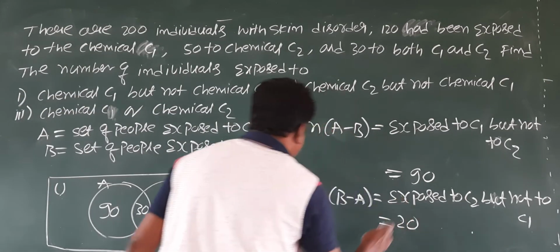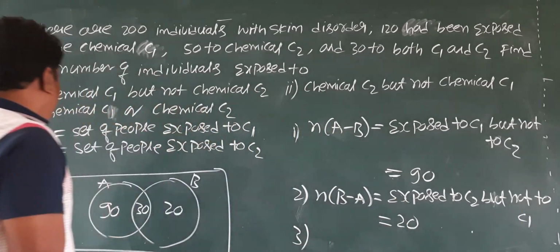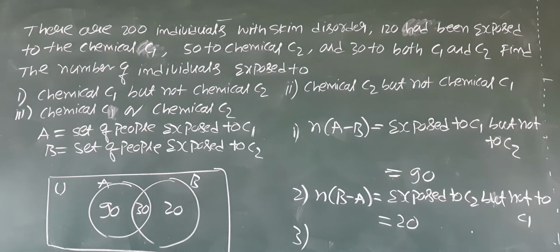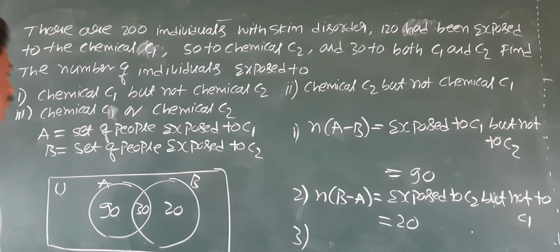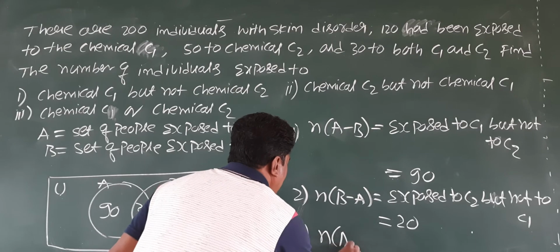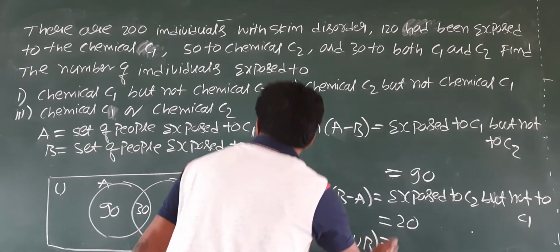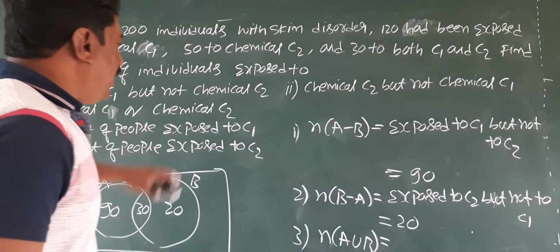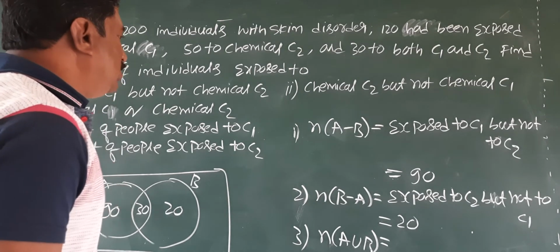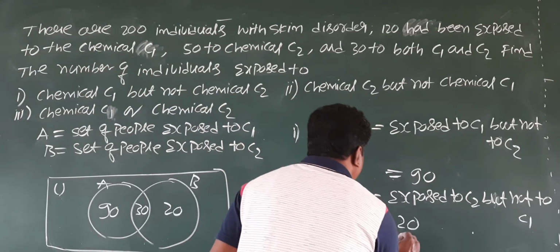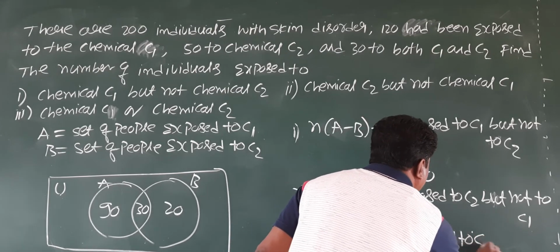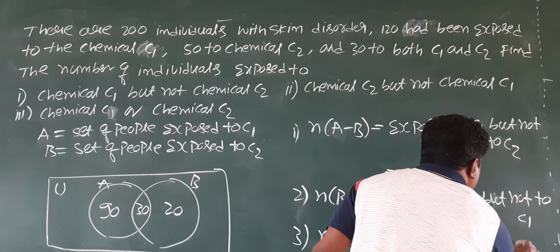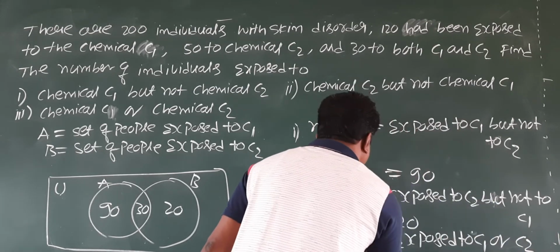20. That's all. Now the third one, the number of elements in A union B. Write chemical C1 or chemical C2, which means union. So the number of elements in A union B means exposed to C1 or C2. So tell me the answer, students.